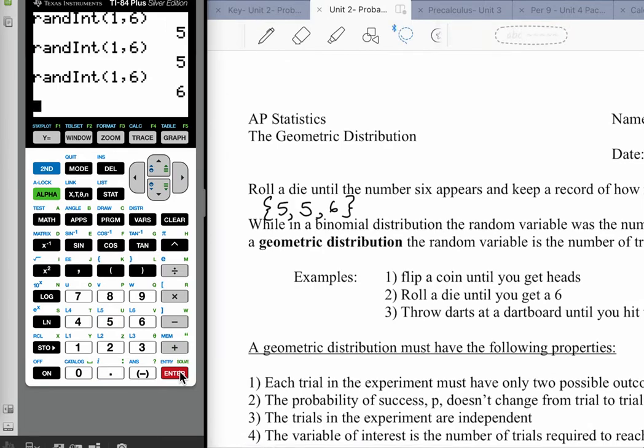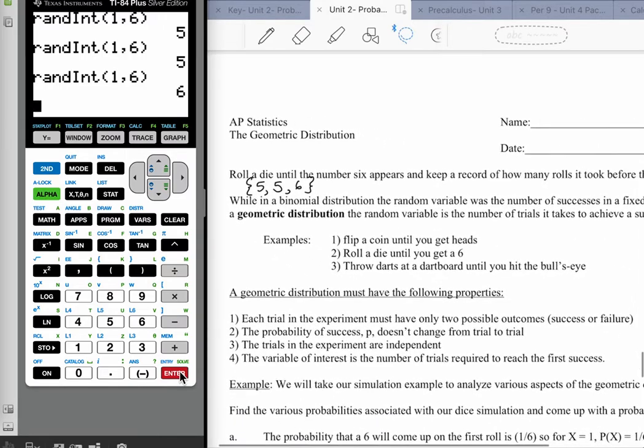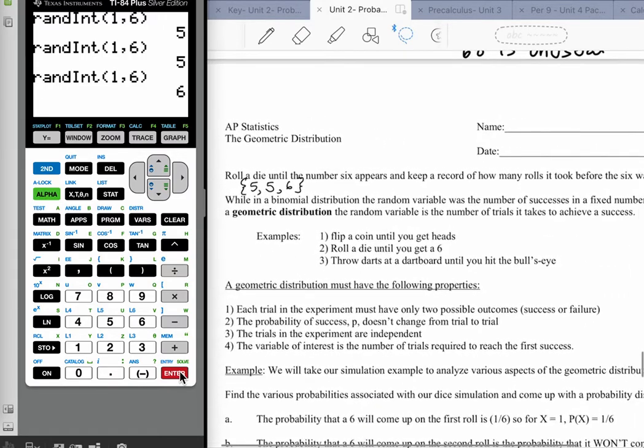If I wanted to determine the probability of this particular set of outcomes occurring, I could look at it and say the probability of getting a 5, then a 5, then a 6. Or I could look at it as saying the probability of getting something other than a 6, followed by something other than a 6, followed by a 6. All right, so it depends on what you're looking for. In this case, we're only interested in the number of rolls it takes before you get a 6.